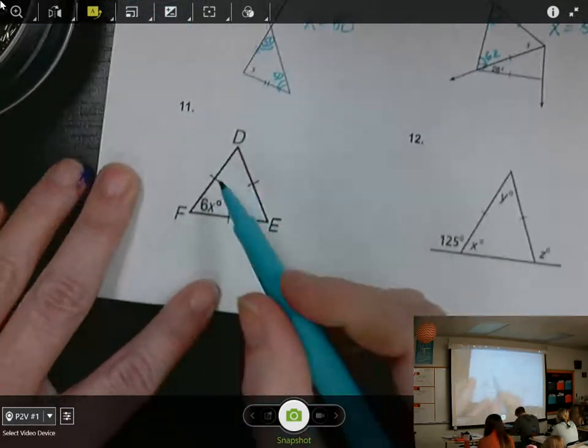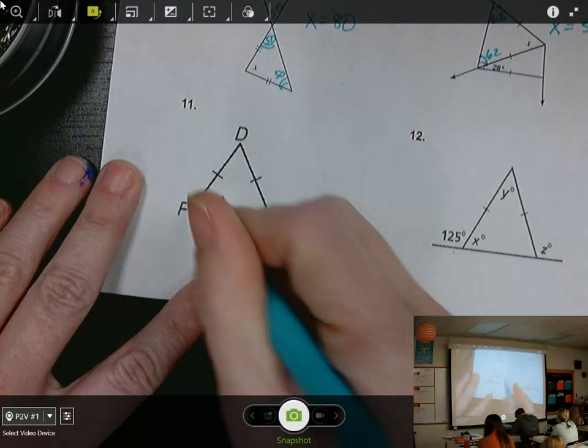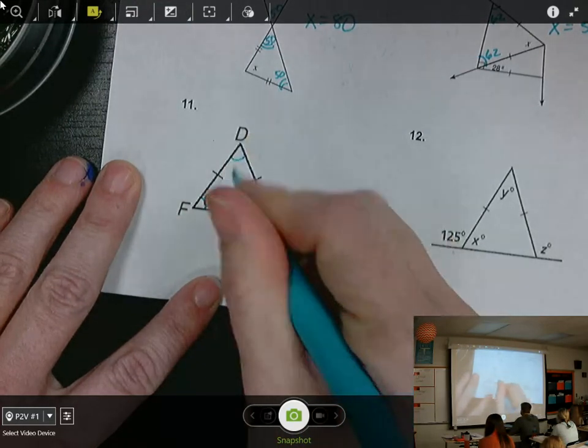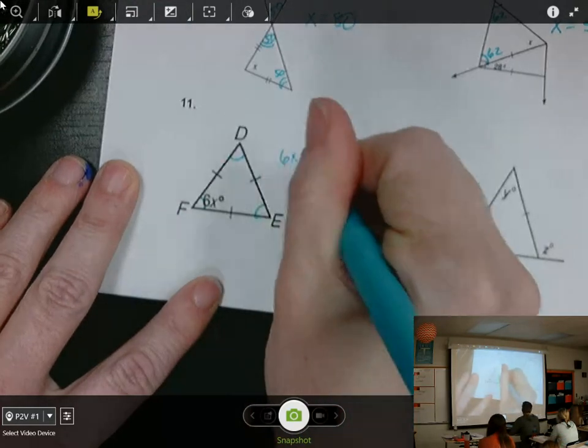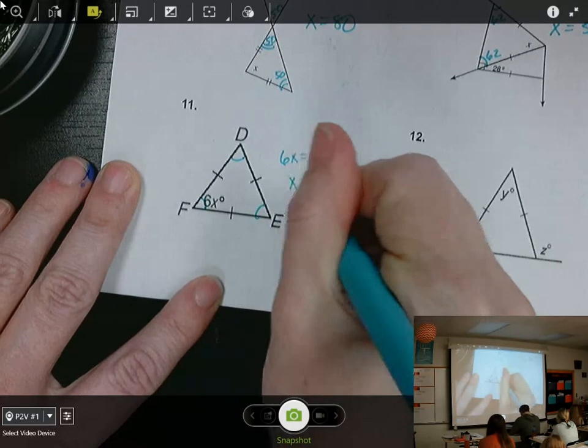And number 11, this is an equilateral triangle. Therefore, every angle is congruent. Therefore, every angle is 60 degrees. So 6x equals 60. Divide by 6, x equals 10.